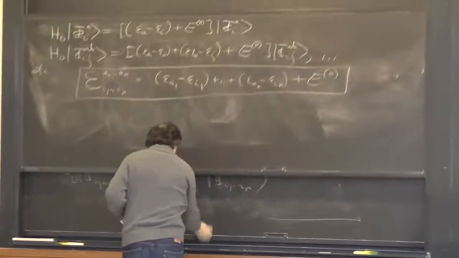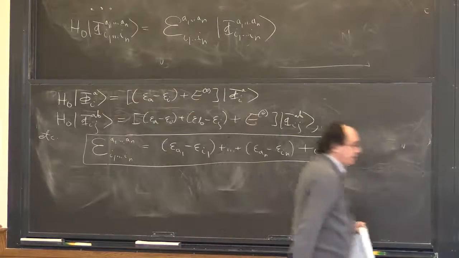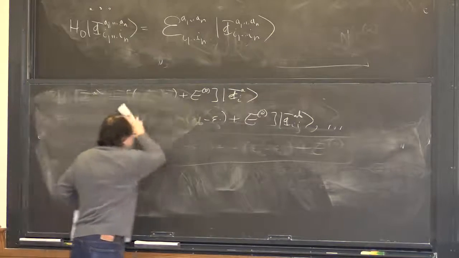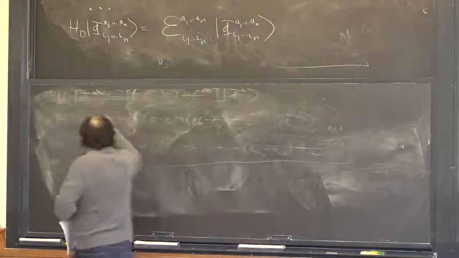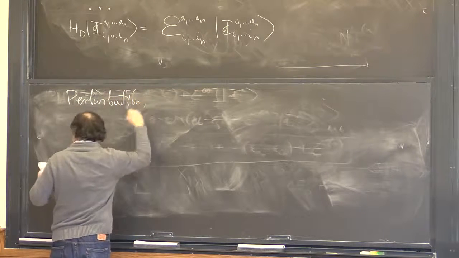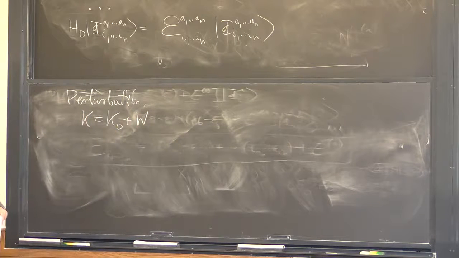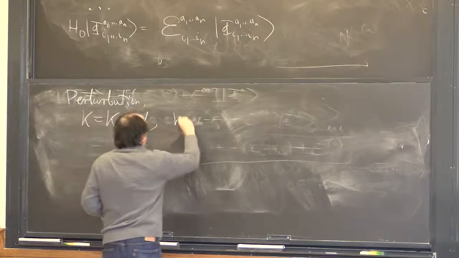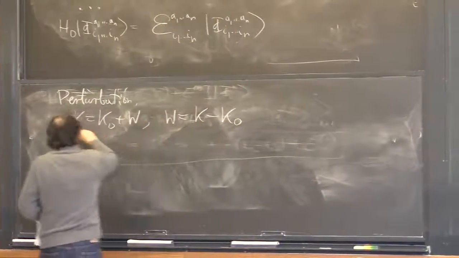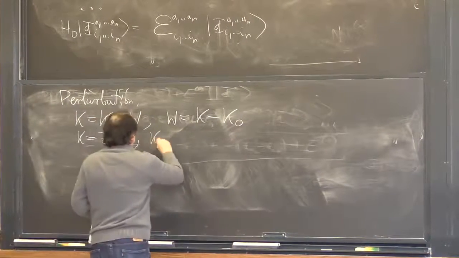So let's now talk about perturbation, try to understand. So, erase. Okay, so perturbation. A little section here, perturbation. Okay, so we know that K is K0 plus W. We already defined K0. Okay, so what is W then? Well, W is K minus K0. Okay, what is K? K is Z plus V in the description we're following, right? K0 is Z plus U.